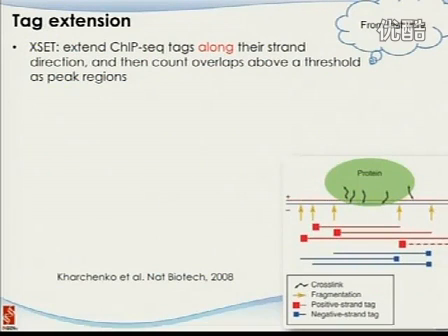And the second one is tag extension. There are some algorithms that use this type of approach. It's very simple. What we measured is only the very beginning of each individual read. So instead of shifting it, you extend it to the original length, by the average DNA fragment length. Then you will be able to get more signals in this restricted area.